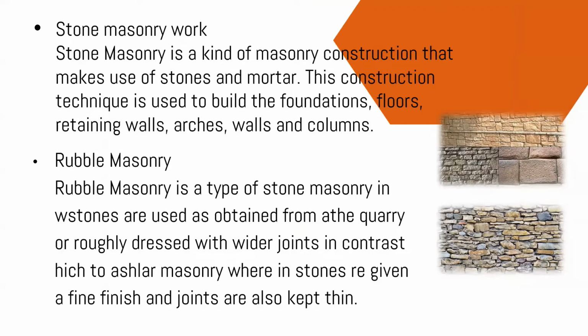Rubble masonry. Rubble masonry is a type of stone masonry in which stones are used as obtained from a quarry or in rough dressed form with wider joints, in contrast to ashlar masonry, wherein stones are given a fine finish and joints are also kept thin.